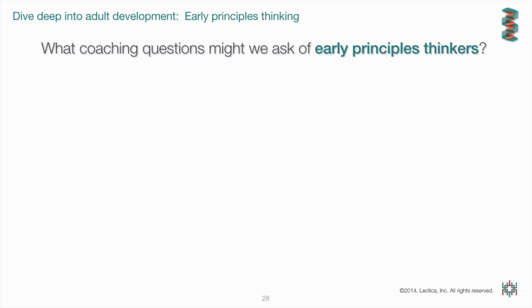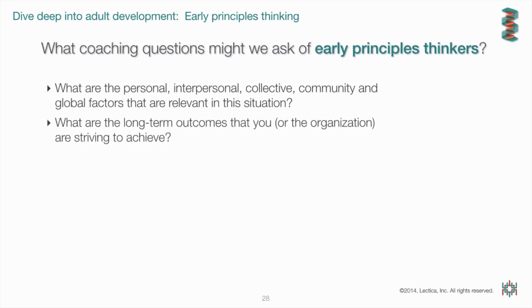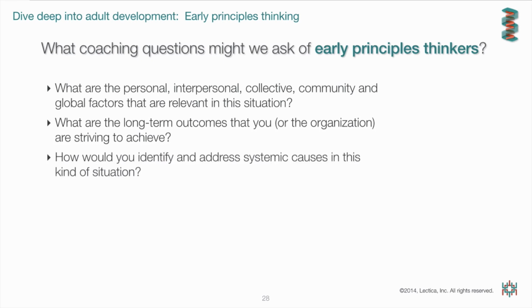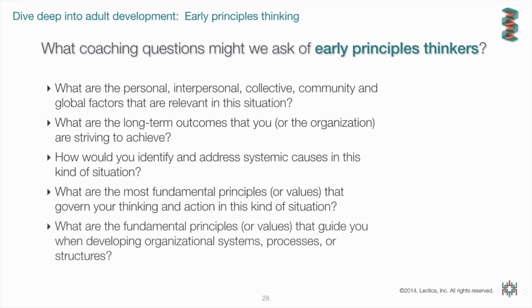Here are some examples. What are the personal, interpersonal, collective, community, and global factors that are relevant in this situation? What are the long-term outcomes that you or the organization are striving to achieve? How would you identify and address systemic causes in this kind of situation? What are the most fundamental principles or values that govern your thinking and action in this kind of situation? What are the fundamental principles or values that guide you when developing organizational systems, processes, and structures?